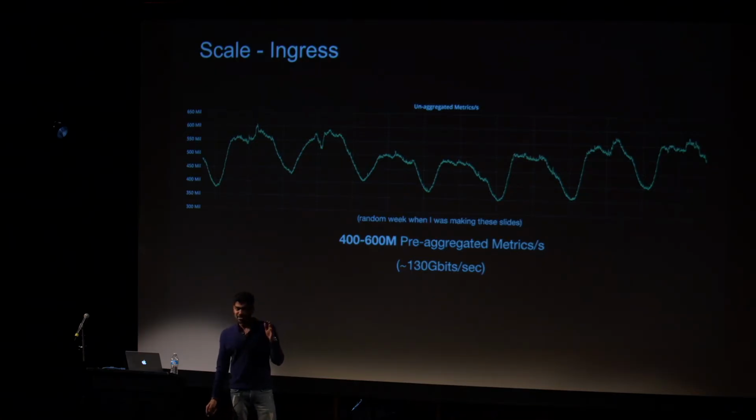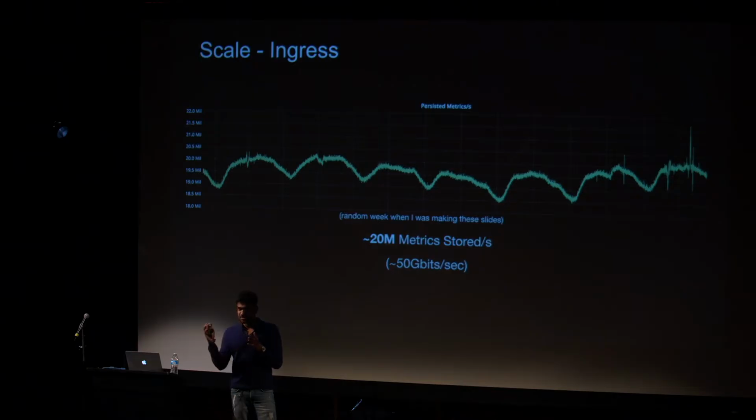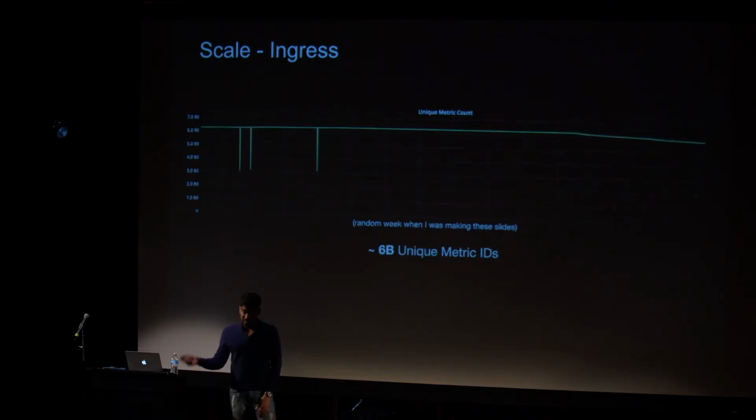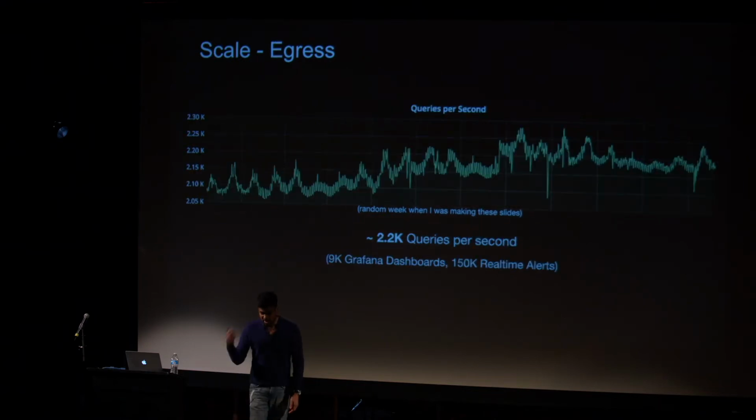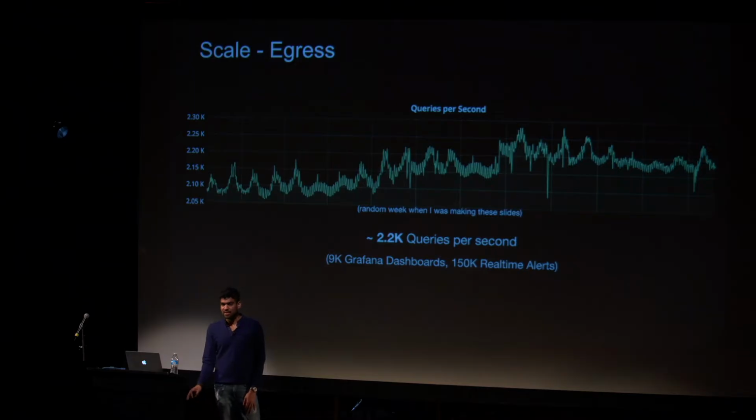These are the unaggregated metrics. We further aggregate them, and these are the sort of metrics we store in our backend. That comes down from 400 to 600 to about 20 million per second. It's about 6 billion unique identifiers. It's a lot. And then on the query side, we get about 2,200 queries a second. We have roughly 9,000 dashboards in use, about 150,000 unique alerts that are run every minute on the minute.